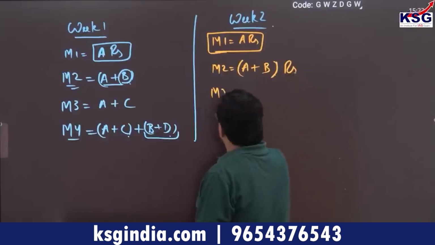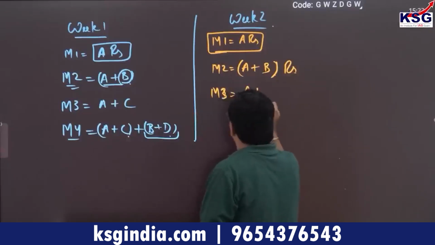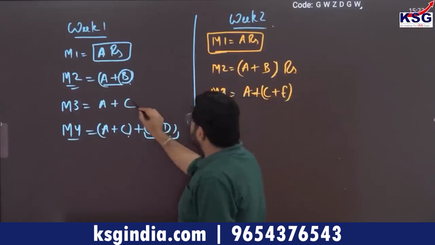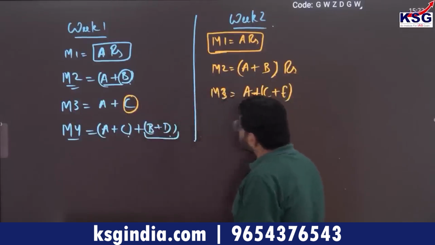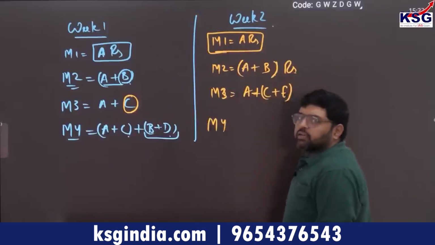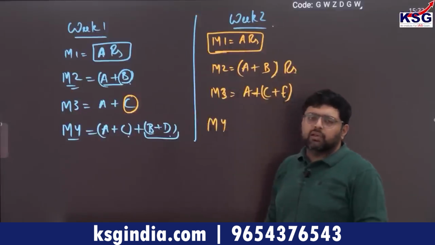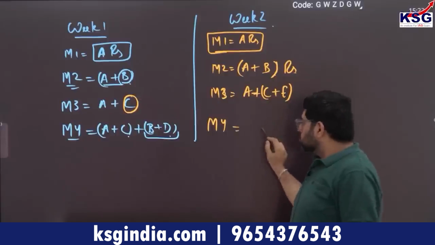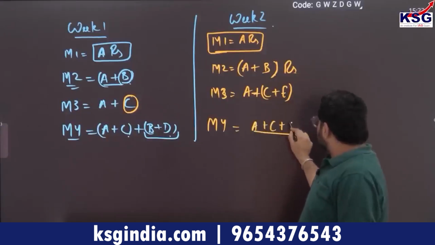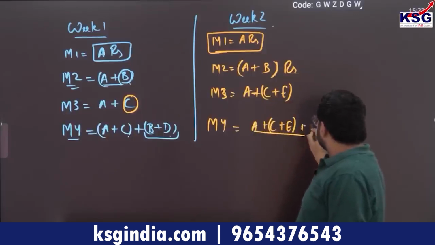But we have seen M3 get changed, A plus C plus E. So ultimately there is change. Whenever there is change in M1, M2, M3, there will be change in M4 also. So ultimately M4 will be A plus C plus E plus B plus D.